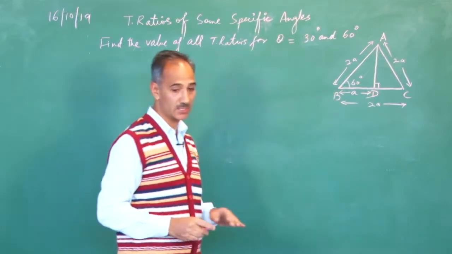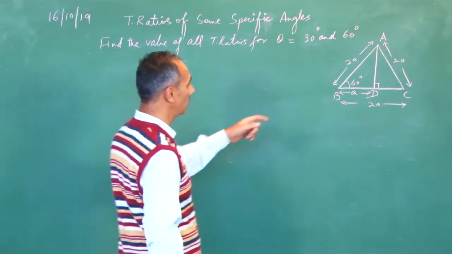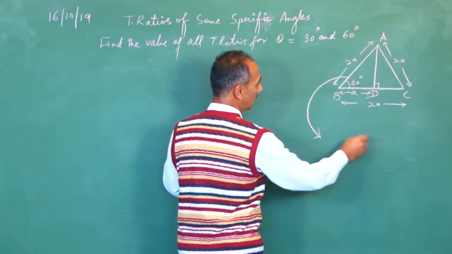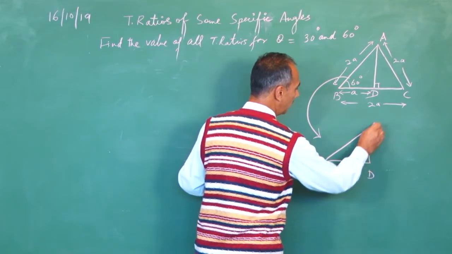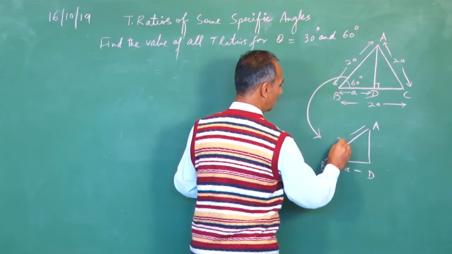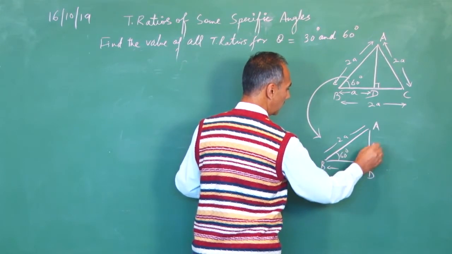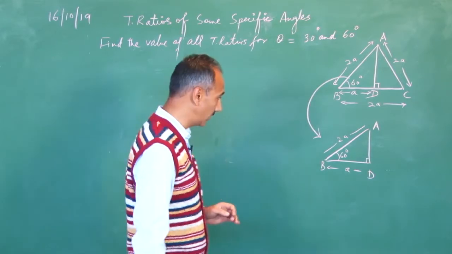Perpendicular bisects the base in an equilateral as well as in an isosceles triangle, because these two triangles are congruent by RHS. So let's work on this right angle triangle. This is ADB. My BD is A. This is already given to be 2A. This angle is 60. This is 90. What about this third side? For that we'll be using the Pythagorean theorem.